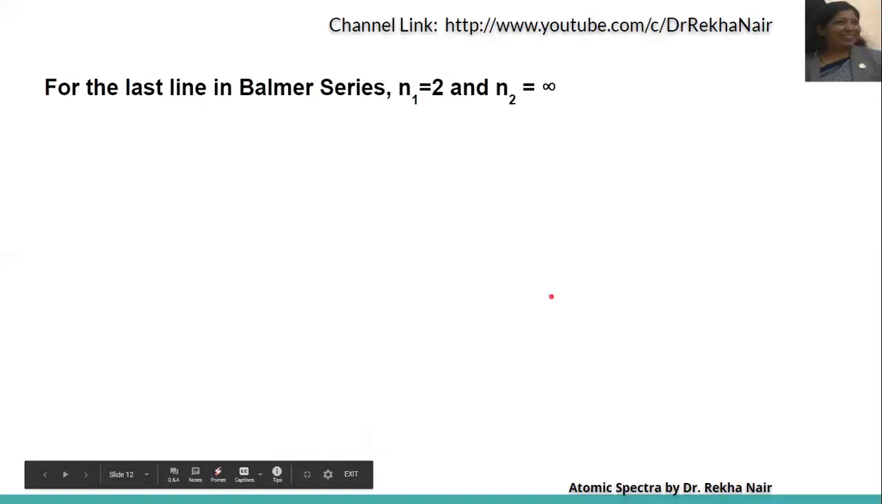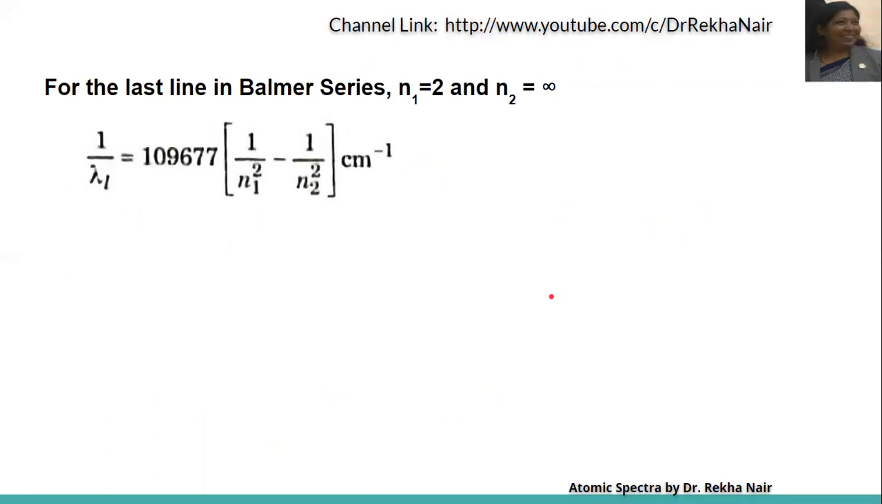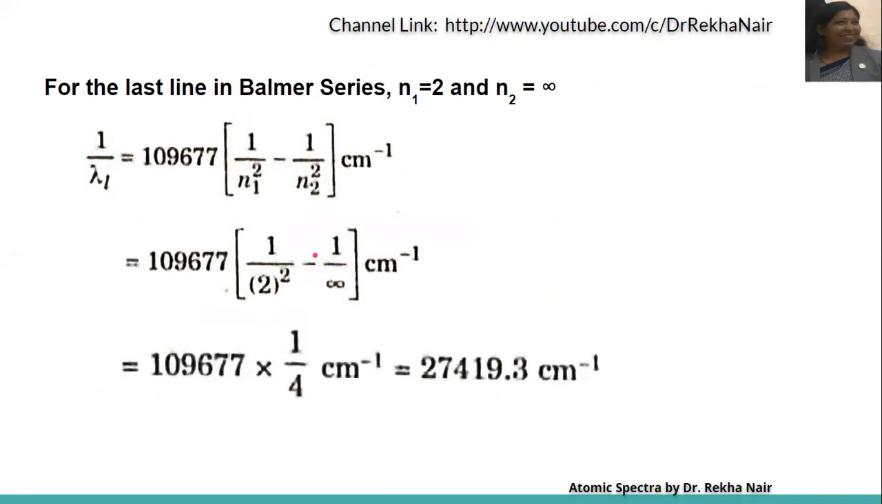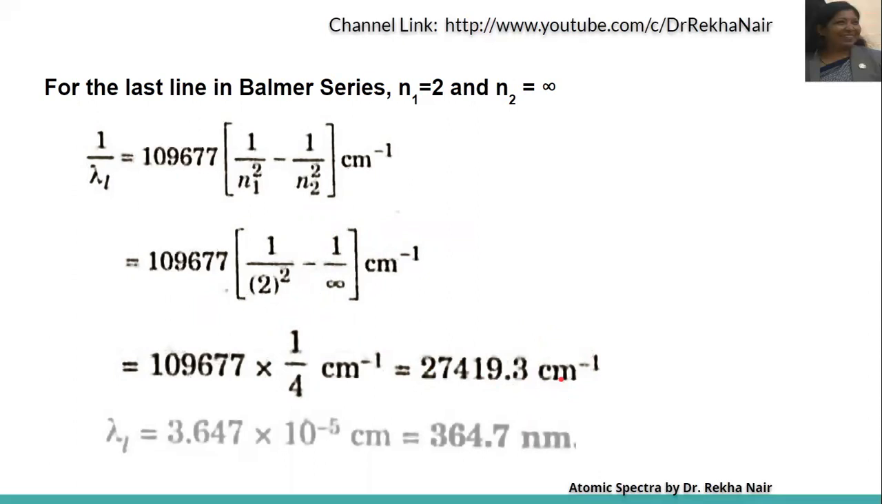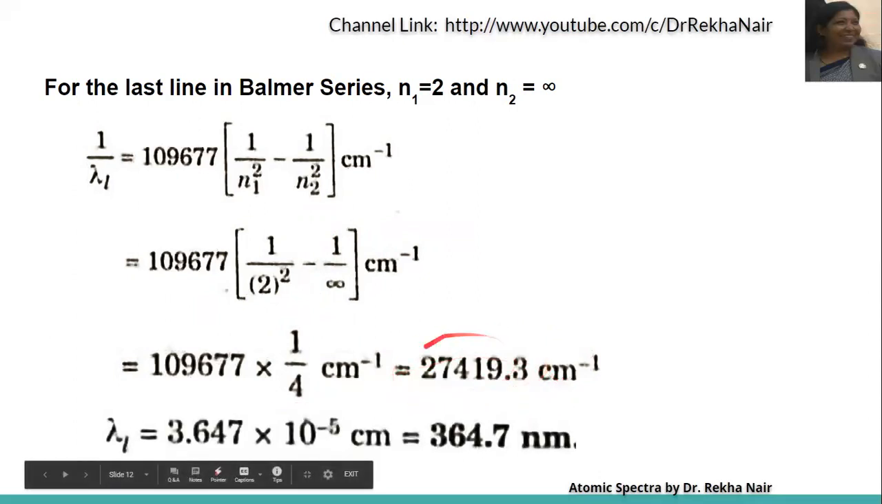For the last line in the Balmer series, n1 is equal to 2 and n2 is equal to infinity. So 1 upon lambda will be equal to 109677 into 1 upon n1 square minus 1 by n2 square. So n1 is 2, n2 is infinity. So we have the value as 1 by 4, because 1 upon infinity is almost 0. So this value will come out to be 27419.3 per centimeter. So lambda will be equal to 1 upon this value, which will come out to be 364.7 nanometer.